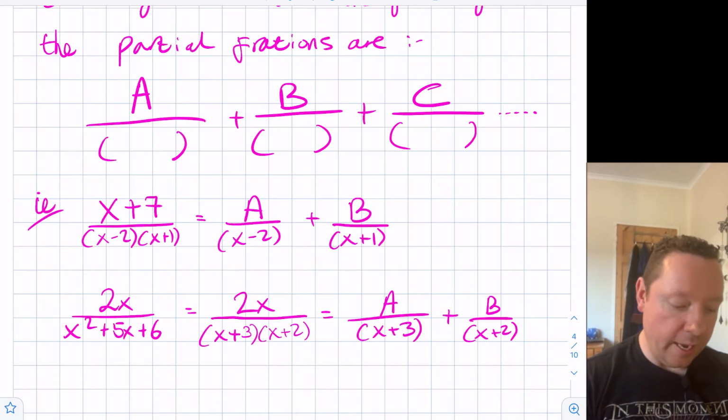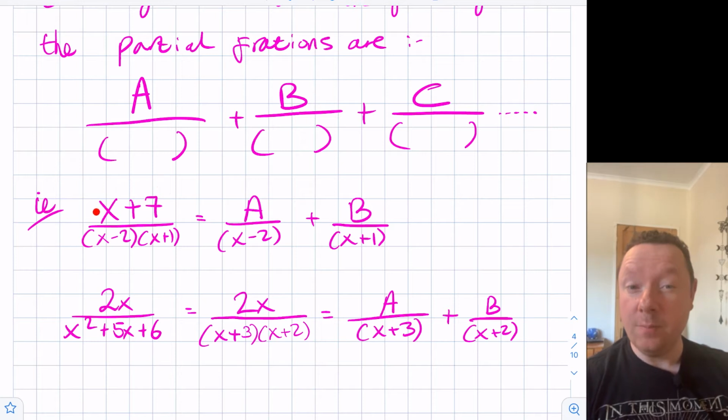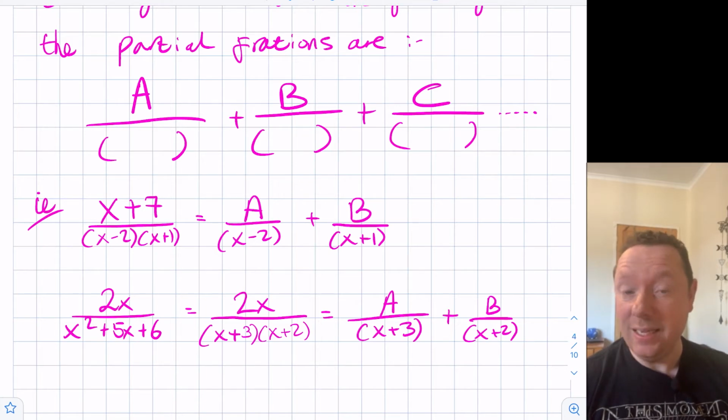So for instance, if I had x plus 7 over x minus 2, x plus 1, and I wanted to write that as a partial fraction, it would be a over the first factor plus b over the second factor. And then we'll just try to work out what a and b is.